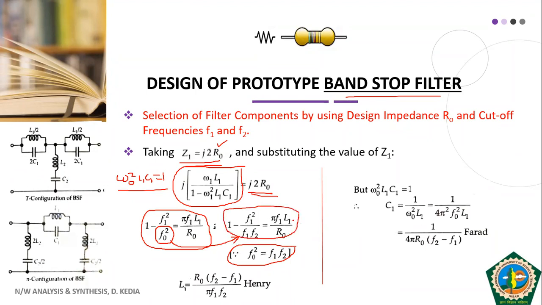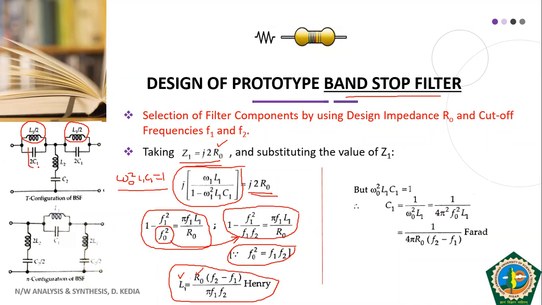And if you solve this expression for L1, you get this finally. So what we are doing here is expressing our inductor, that is L1, in the form of the design impedance and the two cutoff frequencies f1 and f2. This way you obtain this value of L1. Means you can now find out L1 by using this.